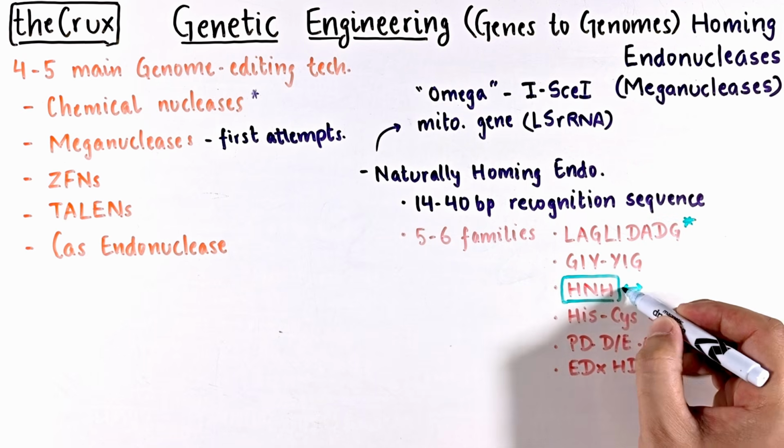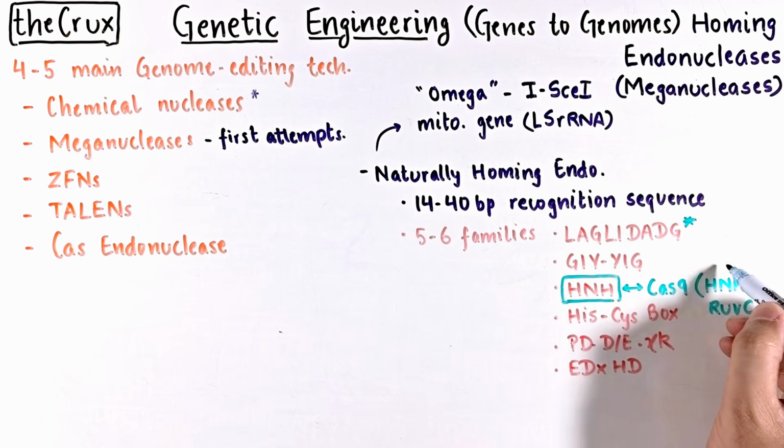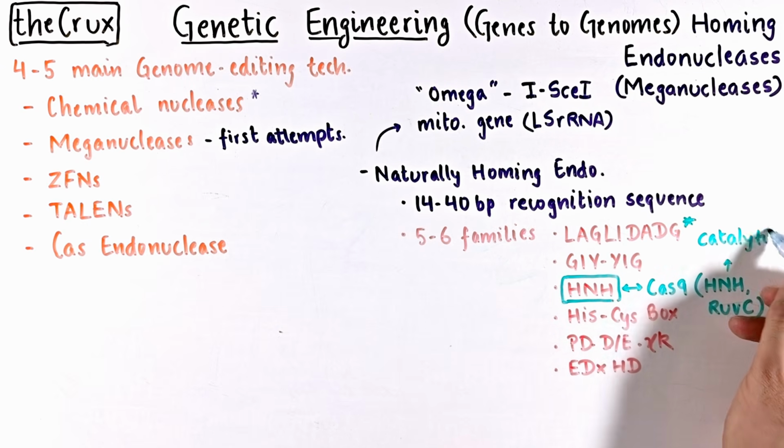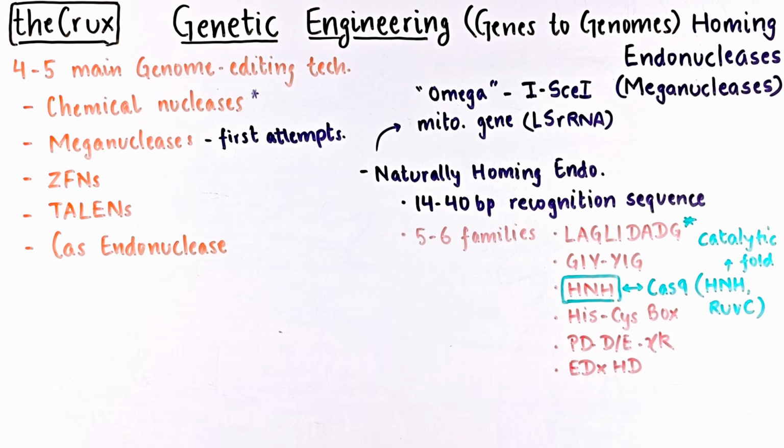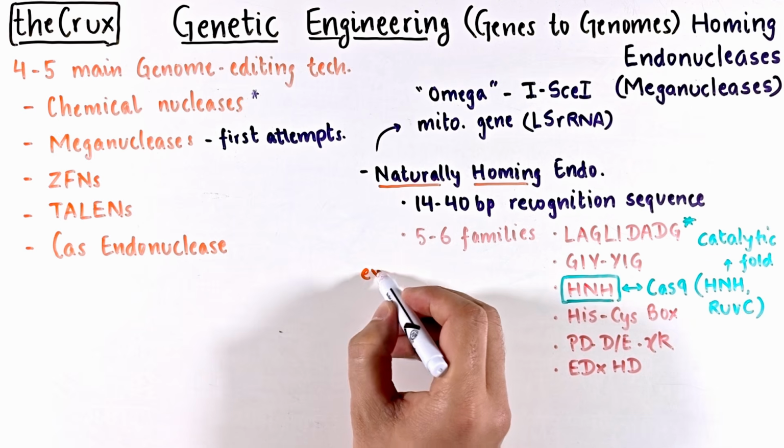You may remember the HNH from Cas9, which has the HNH and RuvC catalytic domains. The catalytic folds in the HNH domain of Cas9 are similar to the HNH of meganucleases. This similarity is not surprising because all these enzymes are indeed endonucleases.